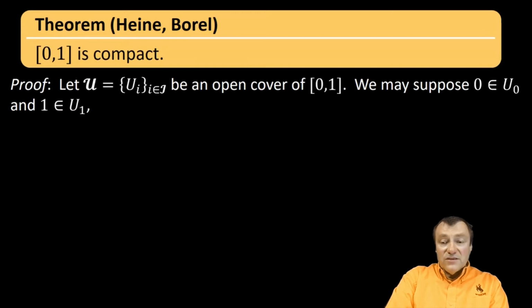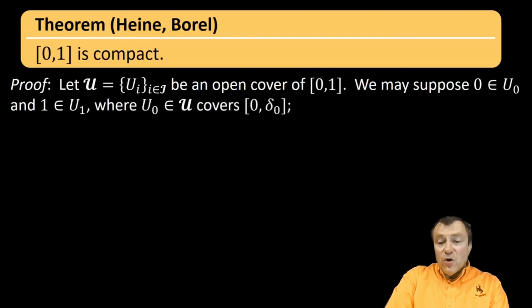The endpoints 0 and 1 are covered by some open sets in the cover. Let's say that U0 covers 0 and U1 covers 1. I'm taking some liberties with the subscripts here. Also, it is possible that 0 and 1 are covered by the same open set in our cover. So it is possible that U0 and U1 are the same set, but this really doesn't change our argument at all.